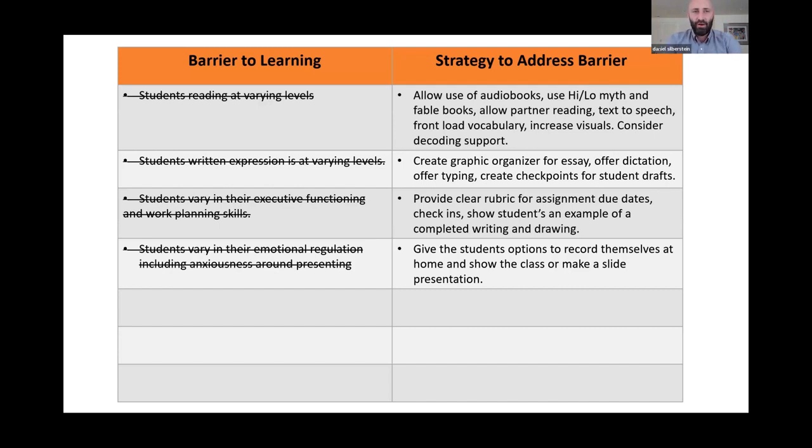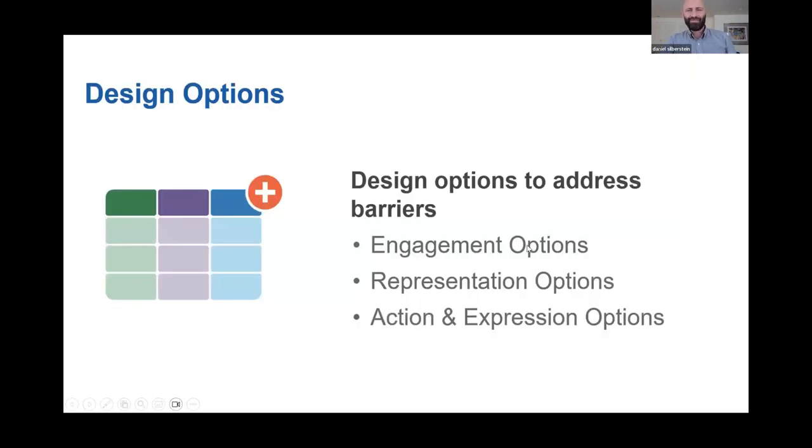And then, of course, students vary in their emotional regulation, including anxiousness when presenting, and behavioral regulation. So how are we going to break down those barriers? Give them options to record themselves, check in with them. Is it going to be a mood meter? Do you have a social emotional learning program in your class to talk about these things? Whatever it is, there are ways to break down barriers there. And then we have to design ideas to meet those students' needs.